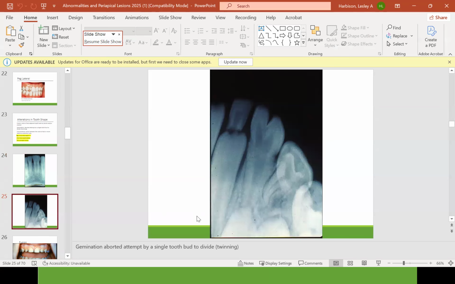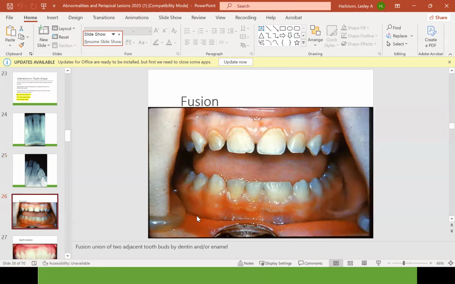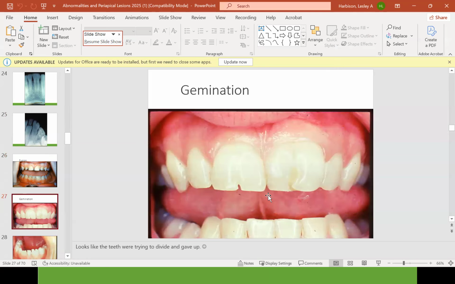And then here's an example on slide 25 where that tooth, you could see it's like one tooth that was trying to divide. So that's gemination. And again, in the intraoral picture, you can see the canine and there's 3 laterals, but one looks twice as big. So that's fusion. And then here it looks like the 8 and 9 are trying to divide. So that's gemination.